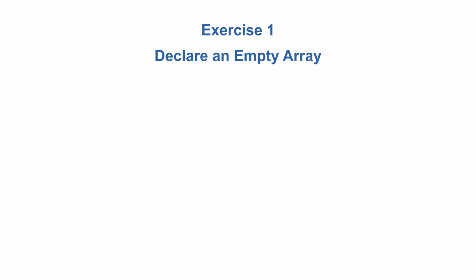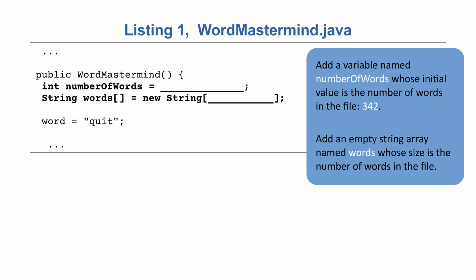Exercise 1. Declare an empty array. Pause the video if you need more time in any of these exercises. If you want to see how I would complete any of the listings, please refer to the completed listings at the end of this video. First, add a variable named number of words, whose initial value is the number of words in the file, 342. Then add an empty string array named words, whose size is the number of words in the file. Hint, use the number of words variable. Run it. What happened? It should run the same as it had before.